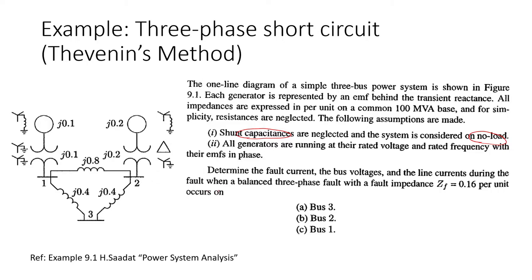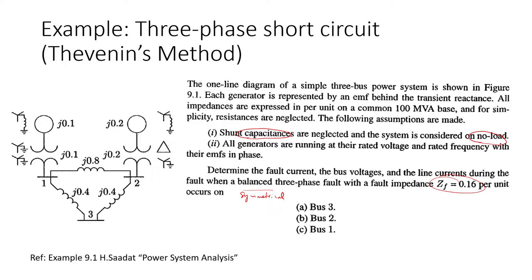The assumption is that the fault just happened at different buses. We have three cases. In case A, the fault occurs at bus number 3. For case B, the fault occurs at bus number 2, but of course, when we consider case B, there is no fault at case A. And finally case C, the fault just happened at bus number 1. At each case of the fault, we assume that the fault is balanced, or symmetrical, and with a fault impedance of 0.16 per unit.